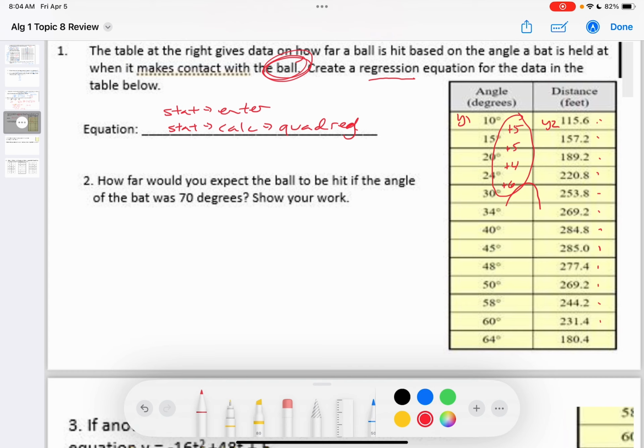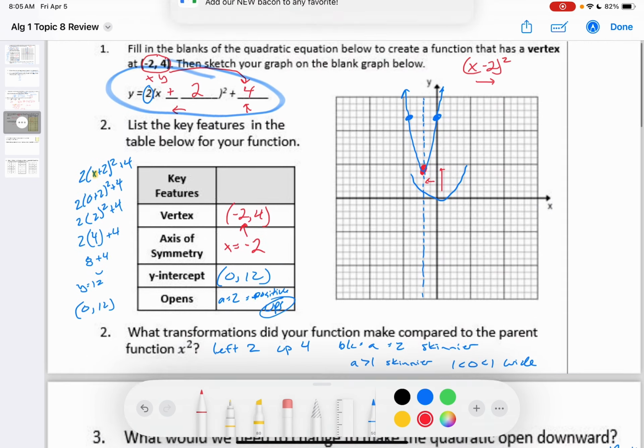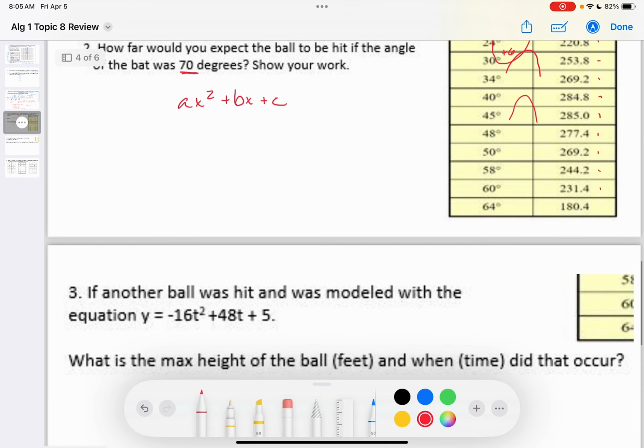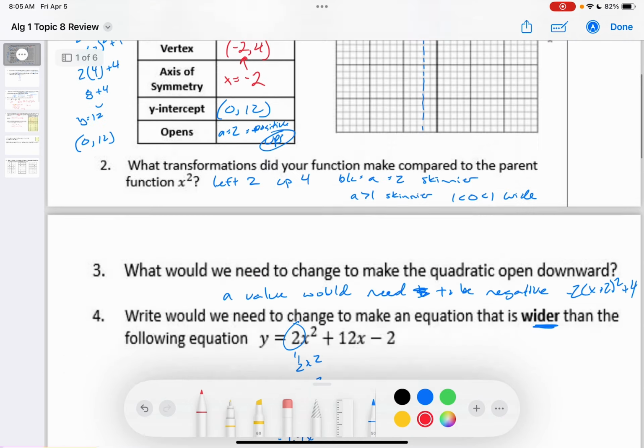So we just analyze the numbers, say, hey, they're going up, then back down. It's doing a parabola shape. It's got to be quadratic, or as we've studied in class, it's a ball. So when you finish that, you'd get an ax squared plus bx plus c equation. If we're asked for 70 degrees, we would put 70 in for x. So we would have a times 70 squared plus b times 70 plus c, whatever our a, b, and c were.